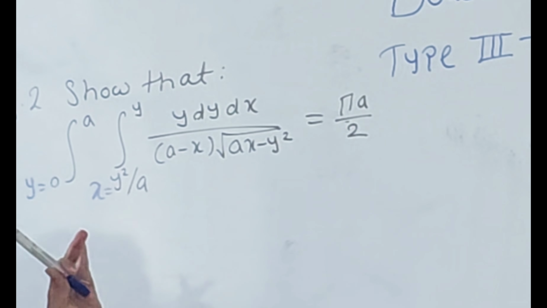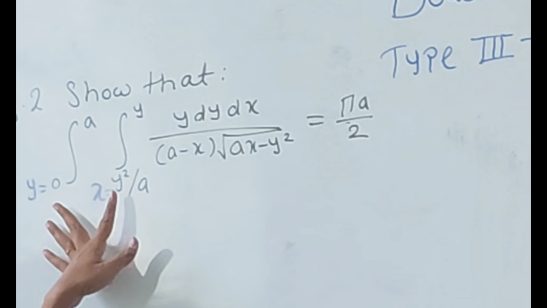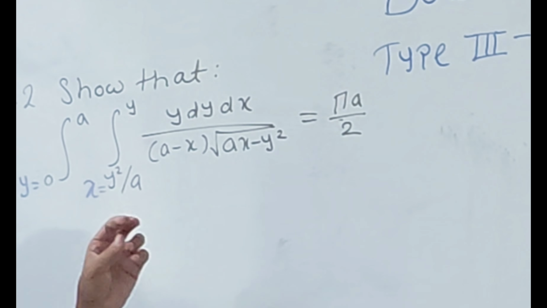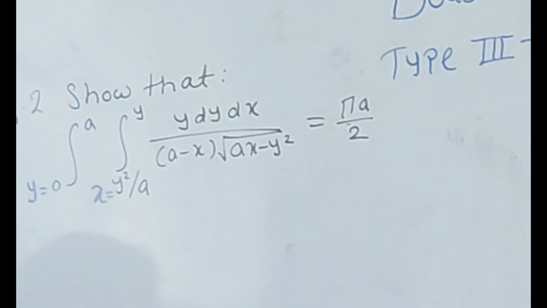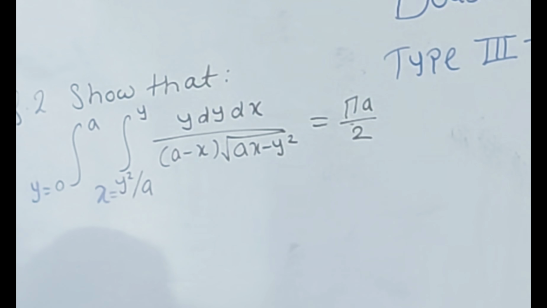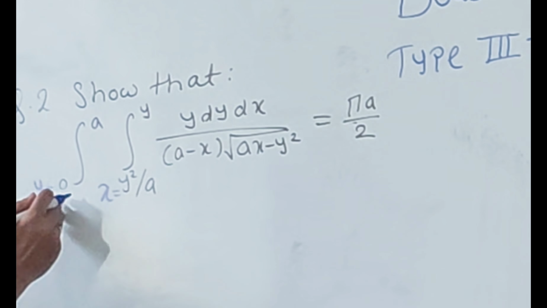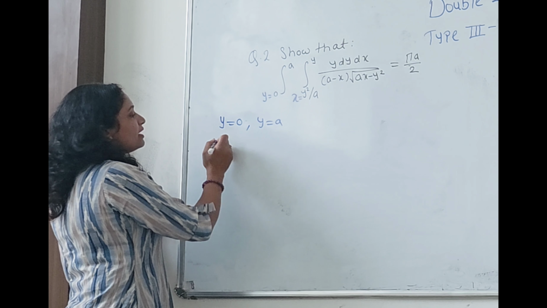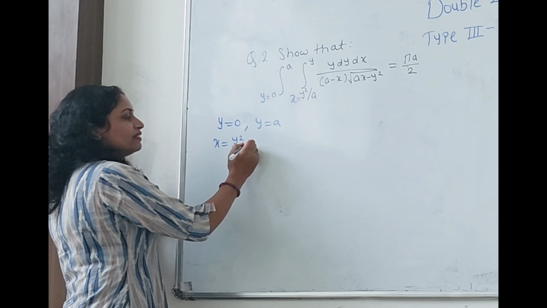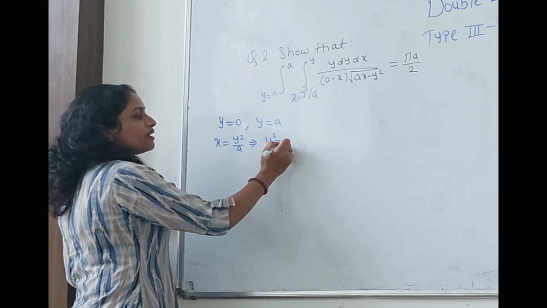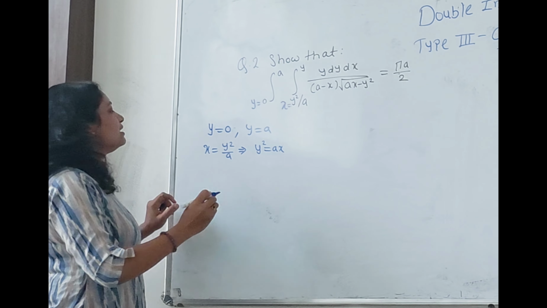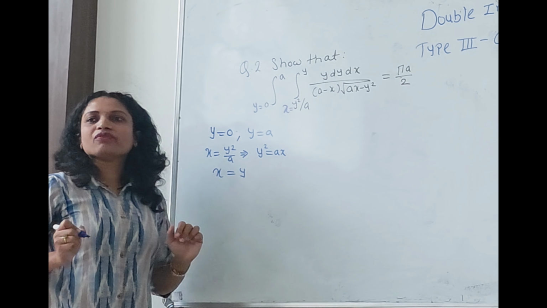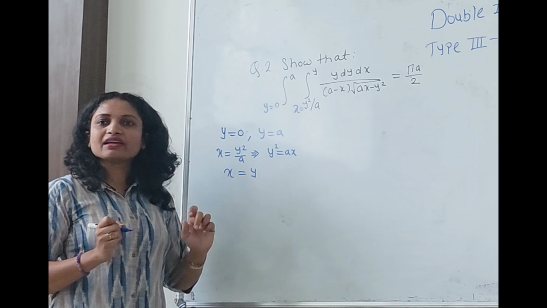So what are the limits given? How to change the order of integration? You need to write all the limits. Using those limits, you need to draw the region, and whatever the strip considered previously, the other strip you are going to consider for the new limits here. So you are provided with y equals 0, y equals a, x equals y square upon a. This means y square equals ax. This is the equation for which curve? Parabola, right? And another one is x equals y. So we have got these four equations.